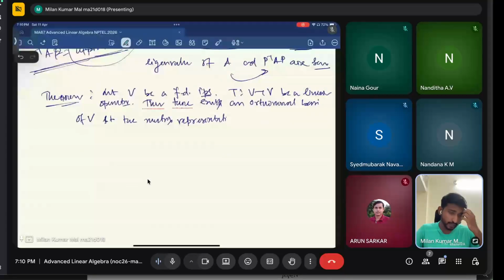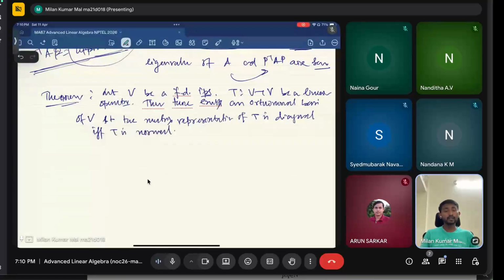This is diagonalizability, right? There exists a basis such that this will happen, diagonal if and only if T is normal. If T is a normal operator, you will always be able to find an orthonormal basis consisting of eigenvectors. That means T is diagonal. If you are able to find an orthonormal basis consisting of eigenvectors, that means T is diagonalizable, and that happens if and only if T is normal.